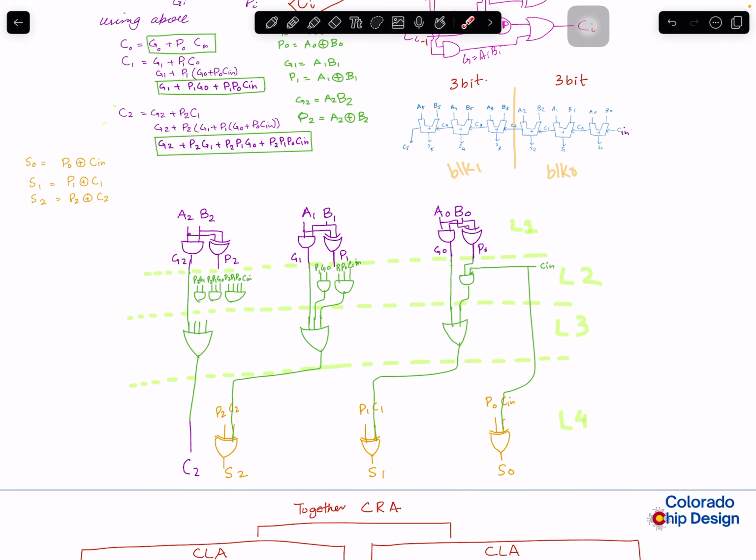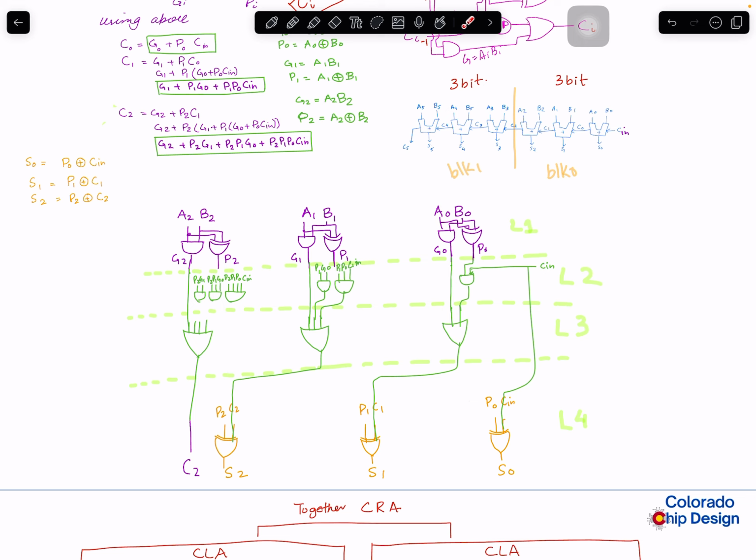So now look at this example, C2. That's the most significant bit. I picked just 3 bits. You might say, oh, this doesn't look that much quicker than the ripple carry, but I think if you make it 4 or 5 bits, you will see the advantages there. So look at C2.